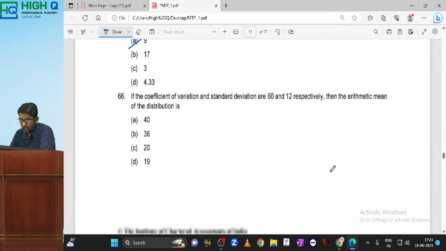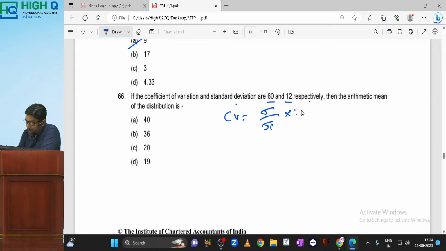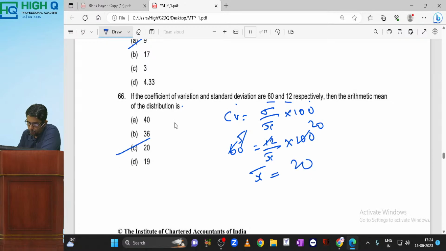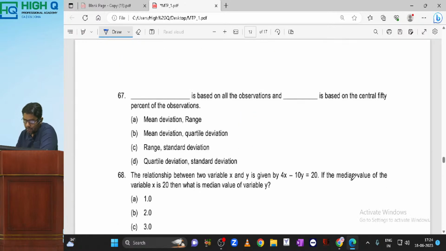Next step. If the coefficient of variation and standard deviation are 60 and 12 respectively, then the arithmetic mean? What is the coefficient formula? Sigma by x bar into 100. Coefficient of variation, what is it? 60 is equal to 12 by x bar into 100. Next, dash is based on all observations and dash is based on central 50% of observations: mean deviation and quartile deviation.